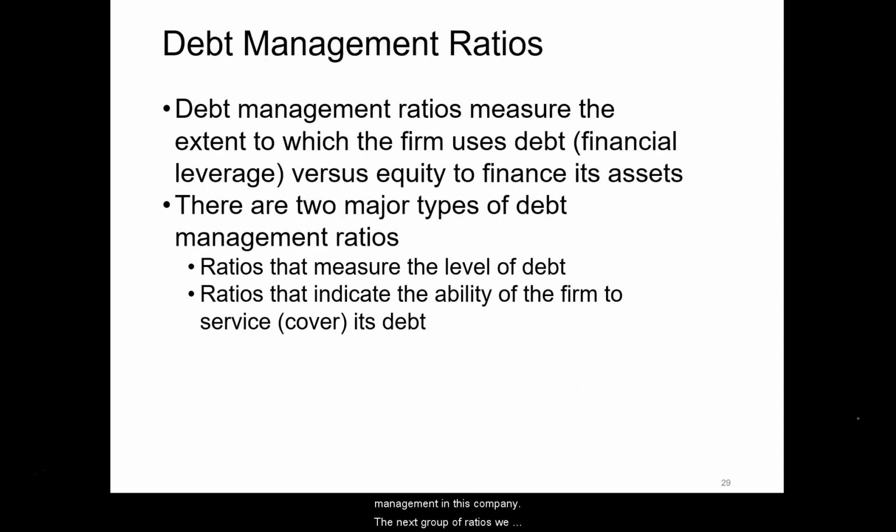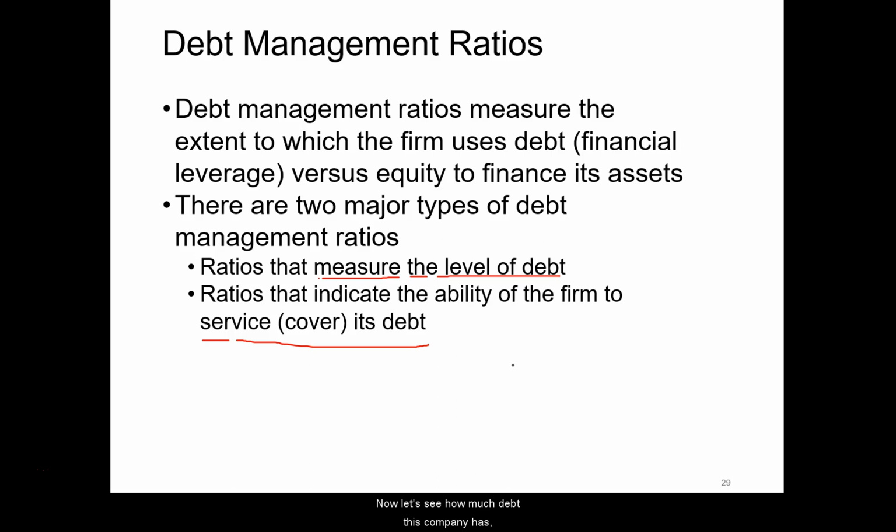The next group of ratios we want to talk about is the debt management ratios. Debt management ratios is about how the company manages its debt. We're looking at this issue from two perspectives. We want to see how much debt this company has, or say we want to look at ratios that measure the level of debt. And then we are concerned about whether the company is able to pay off its debt. So we need to look at ratios that are about the ability of the company to cover, or say to service, its debt. So within the group of debt management ratios, we also have two subgroups of ratios.